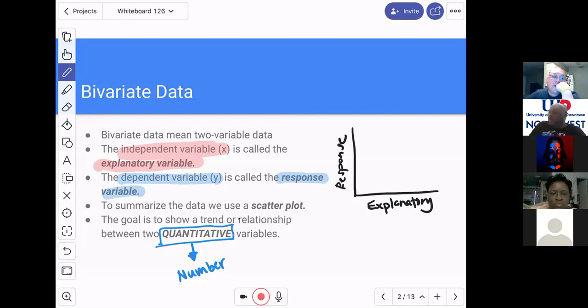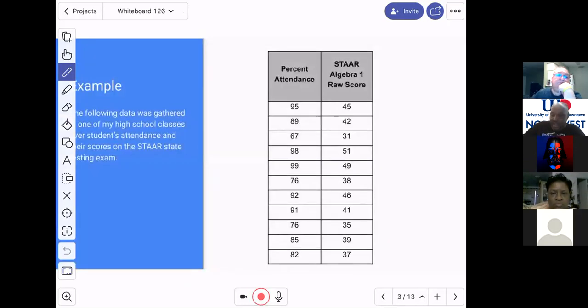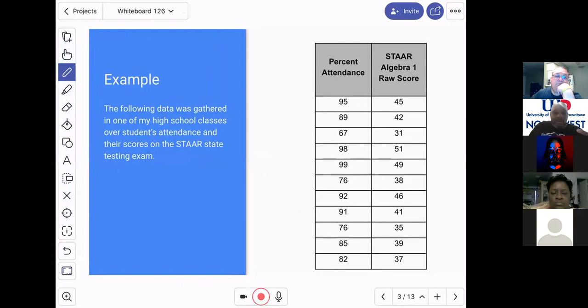All right. So here's an example. And this is actual data from one of my high school classes, by the way. So the following data was gathered in one of my high school classes of a student's attendance and their scores on the STAR state testing exam. So what you have is students' attendance rates, right? And on the STAR state testing exam, I know the highest score is a 60, by the way. The highest thing you can score is a 60. So when I look at this, a student who attended 95% of their classes made a 45, while a student who only attended 76% of their classes made a 35.